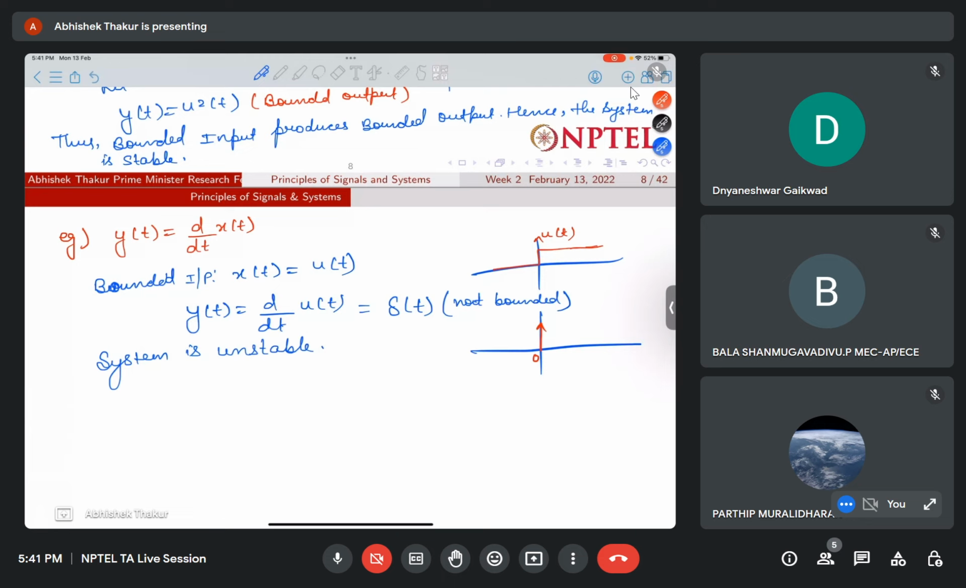Understood? Any doubt in this? Now there are different invertible and non-invertible systems. Those you can just read from the notes.